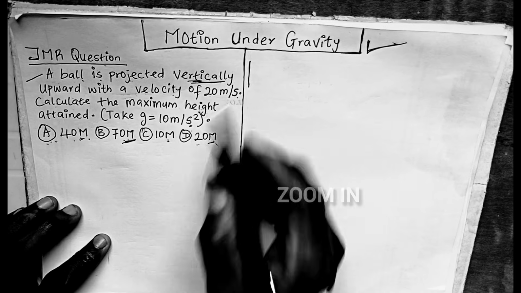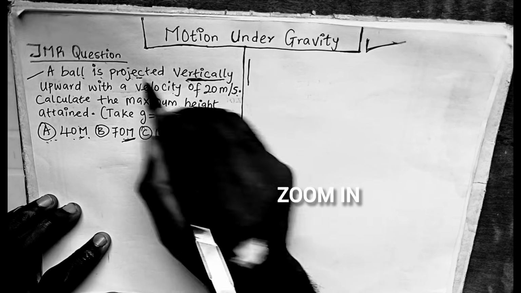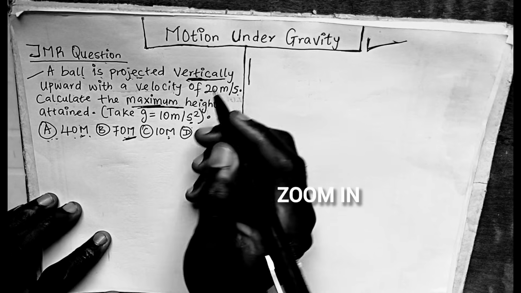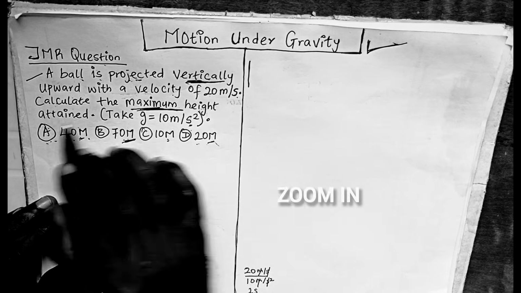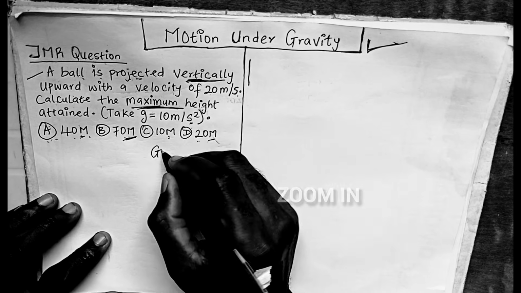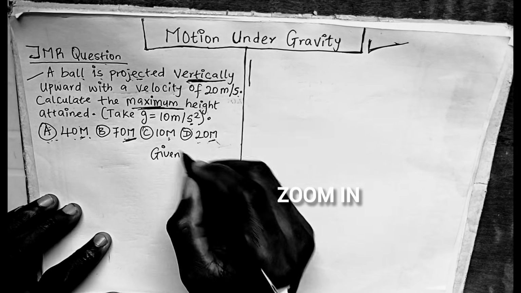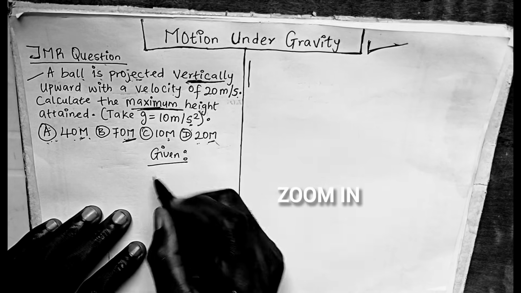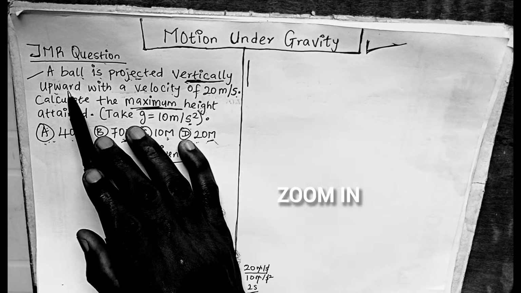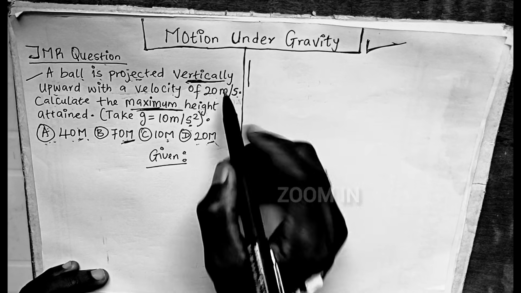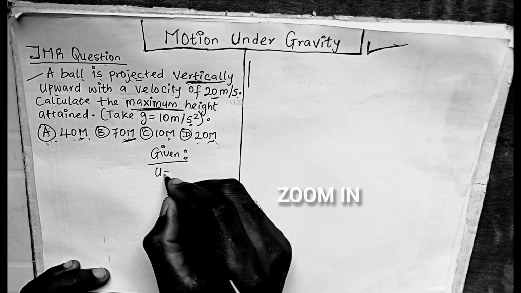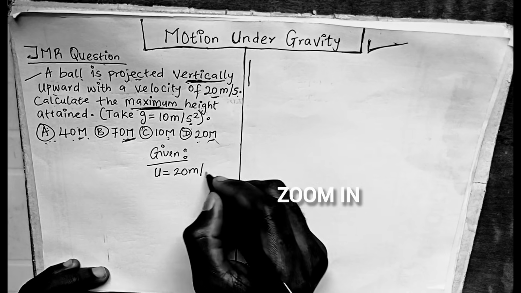So the first thing we have to do, we already underlined one keyword here: projected vertically. So acceleration due to gravity, and they said we should look for what? Maximum height. So first of all, we have looked at the options. Let us manipulate. So what are we going to do? We are going to write out what they give us. What was given to us? We were given upward with a velocity of 20 meters per second. So he said the ball is projected vertically upwards at this velocity. This is the initial velocity, so we are going to represent it as u equal to 20 meters per second.